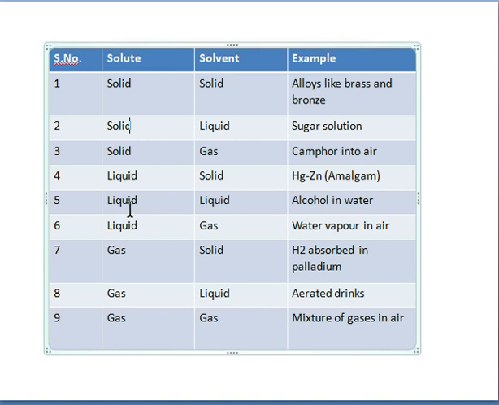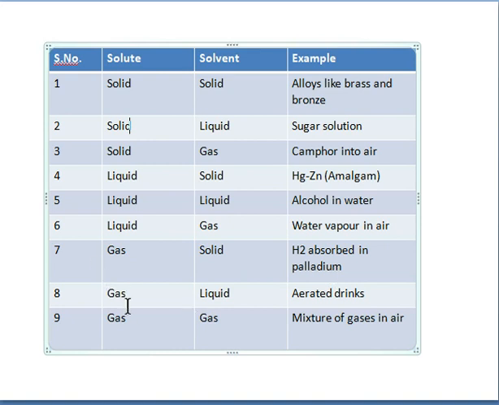Then the next type, the solute is liquid and the solvent is liquid. Both solvent and solute are liquid. Example for this type is alcohol in water. Then in the sixth type, the solute is liquid and the solvent is gas. Example is water vapor, H2O in air. Then in the seventh type, the solute is gas and the solvent is solid, gas in solid. Hydrogen gas gets absorbed in palladium.